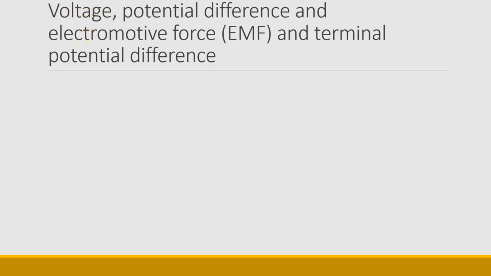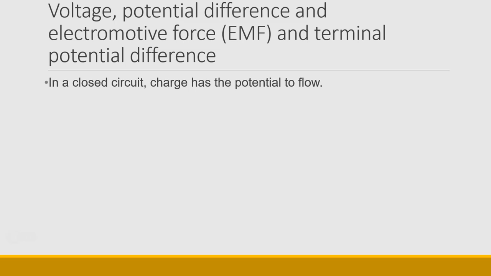We're going to define voltage, and we're also going to understand that potential difference, EMF or electromotive force, and terminal potential difference mean something that is very similar to voltage and are all measured in volts. However, we will describe the differences between them and define each one of them. So let's start. In a closed circuit, charge has the potential to flow.